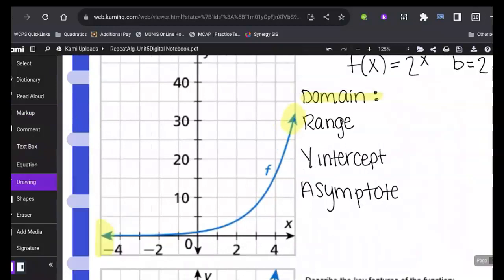So notice that this arrow looks like it stops at -5, but the arrow keeps going, so the domain actually doesn't start at -5, it starts at -infinity because the left arrow goes on forever. And then same thing for the right arrow. It looks like it stops at +5, but the arrow means it keeps going on forever. So the domain stops at +infinity. So the domain for our exponential graph is -infinity to +infinity. It goes from left and right without stopping.